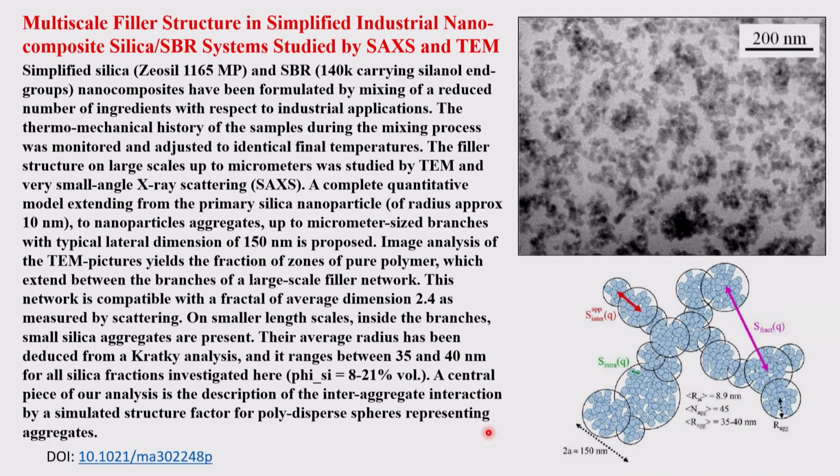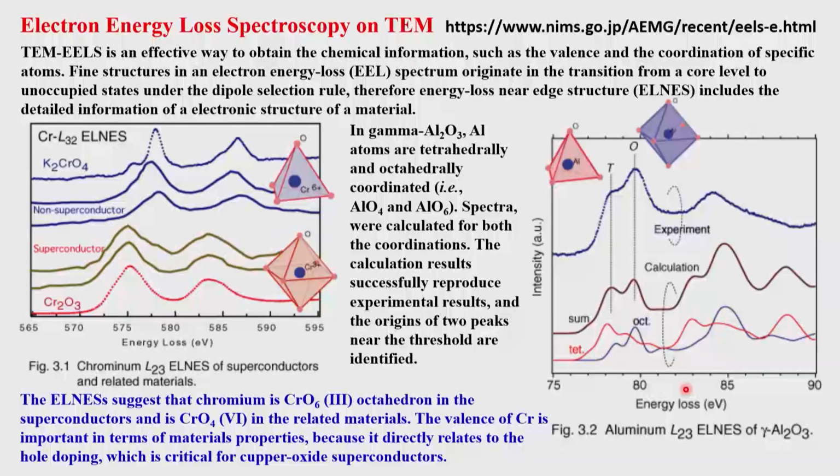a central piece of the analysis is the description of the inter-aggregate interactions by a simulated structure factor for polydispersed spheres. You can see each one is a cluster, and the inter-cluster interaction forms a bigger cluster here. These are the bigger clusters, and the individual smaller one is also a cluster, because this whole thing is on the 200 nanometer scale. So these are the inter-aggregate interactions.